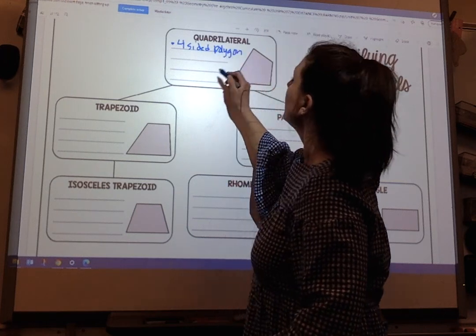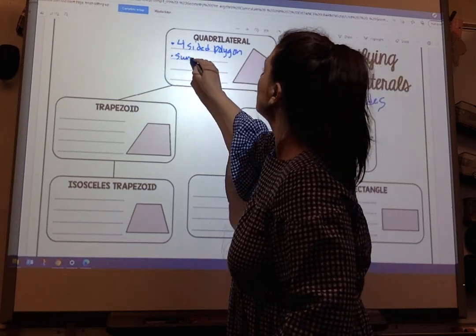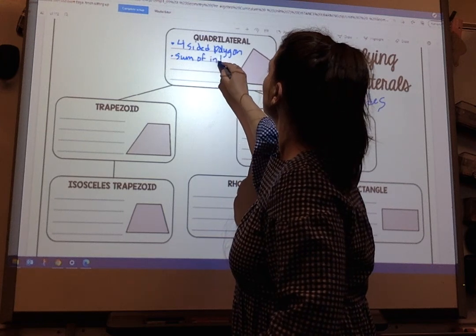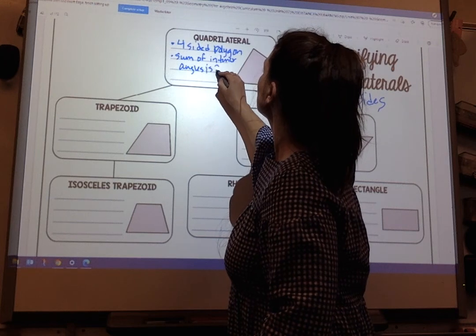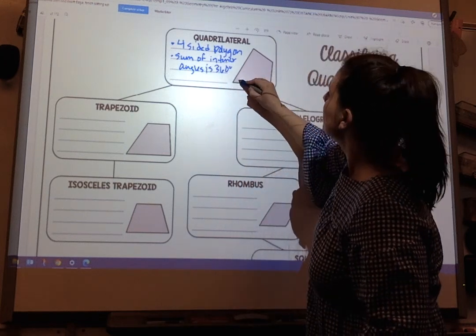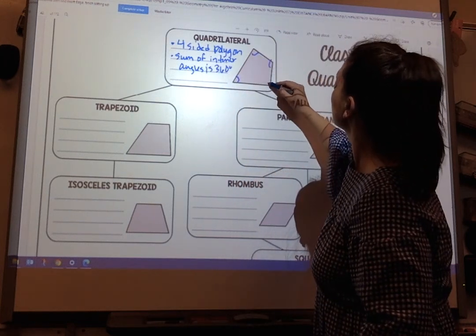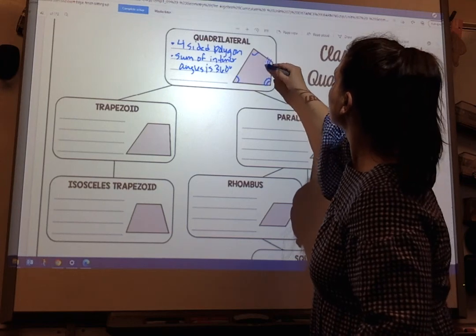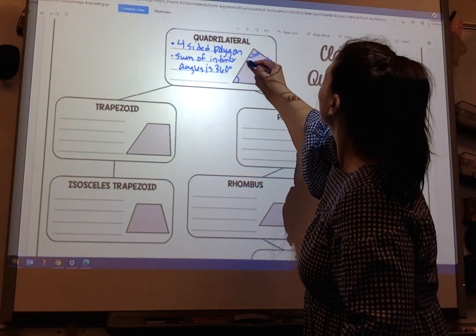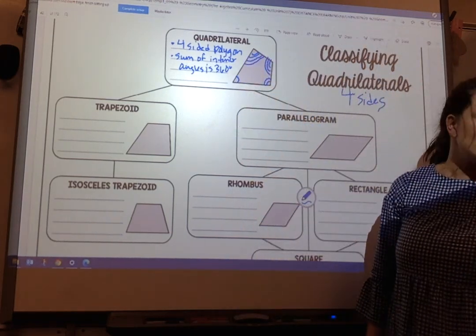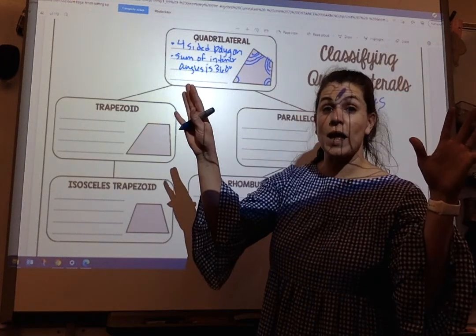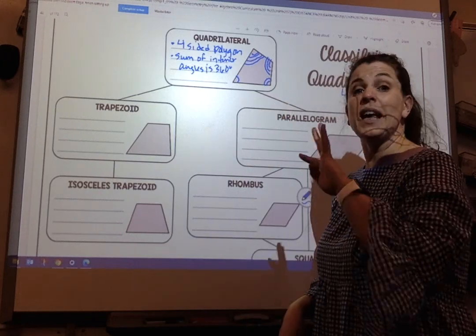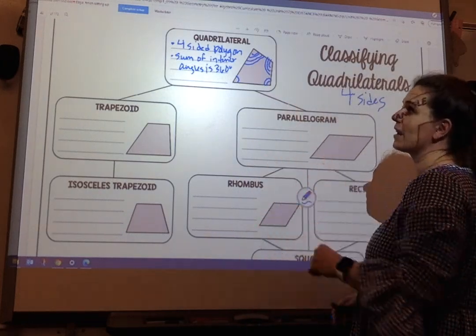Four-sided polygon. Number two, the sum of the interior angles is 360 degrees. That means this angle plus this angle plus this angle plus this angle. No, they're not the same. All of them added together is 360 degrees. So that's what all quadrilaterals have in common. Every single one of them. Any four-sided figure has that in common.